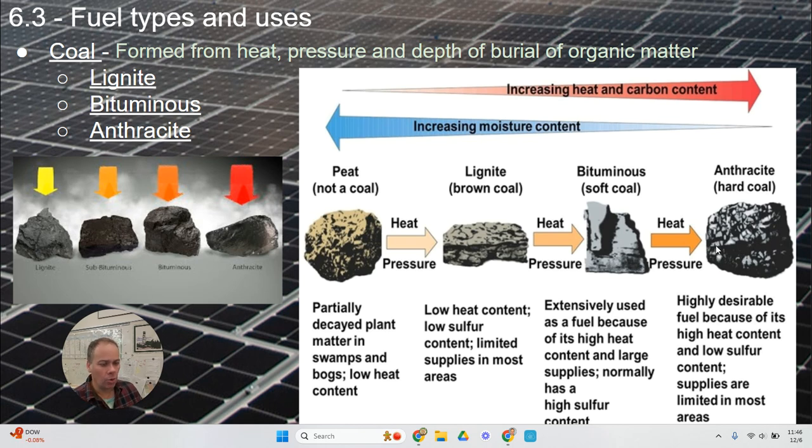It's relatively low in sulfur, and it's probably the most highly desirable form of coal, but its supplies are relatively limited. Because it's dense in energy, it can release a lot of that energy when it is burned, and it's relatively low in moisture, and we could see the anthracite here.